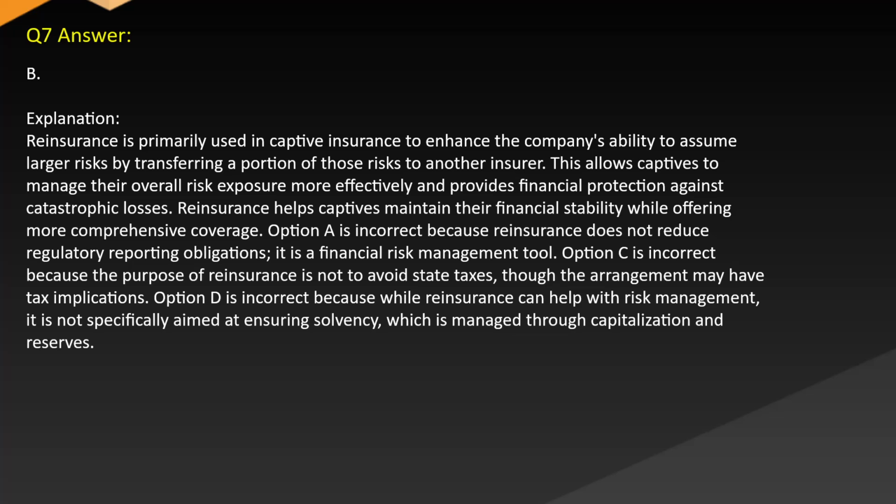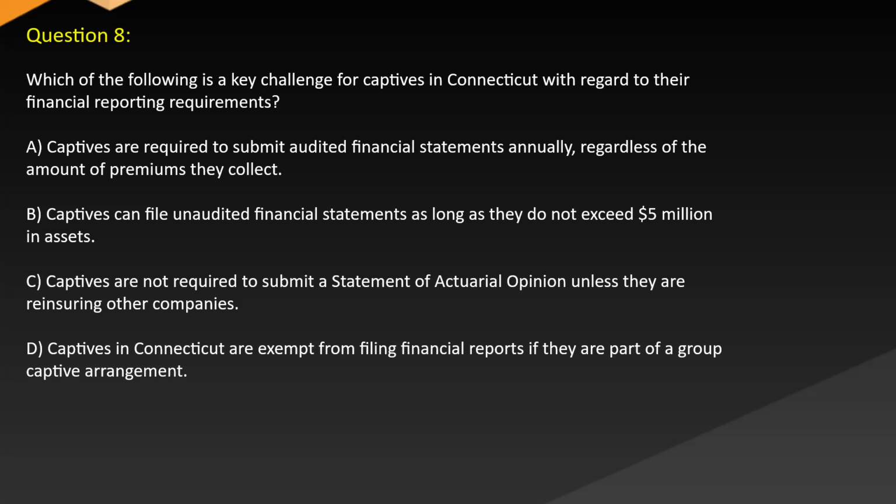Option A is incorrect because reinsurance does not reduce regulatory reporting obligations; it is a financial risk management tool. Option C is incorrect because the purpose of reinsurance is not to avoid state taxes, though the arrangement may have tax implications. Option D is incorrect because while reinsurance can help with risk management, it is not specifically aimed at ensuring solvency, which is managed through capitalization and reserves. Question 8.